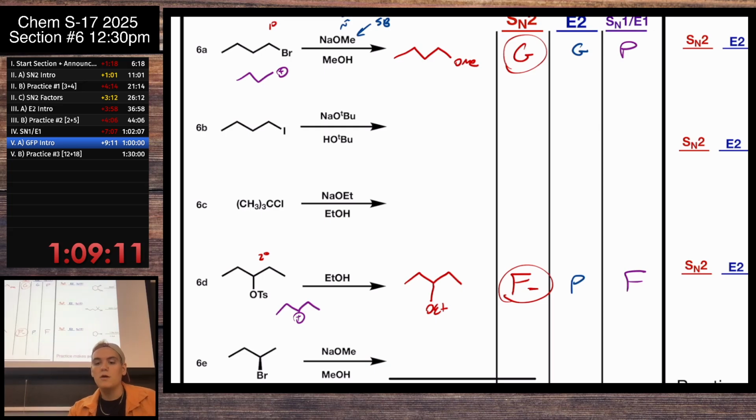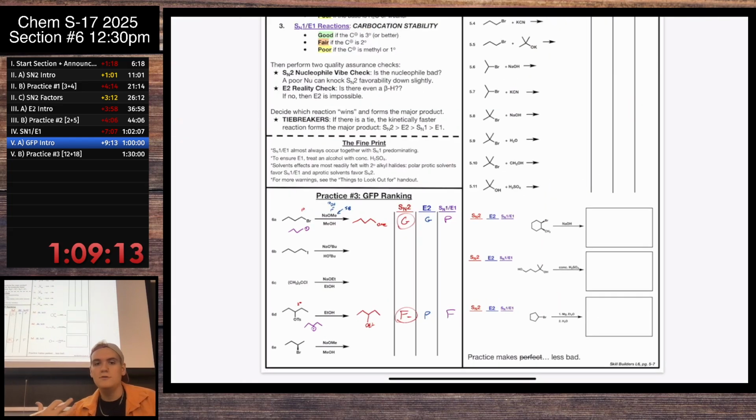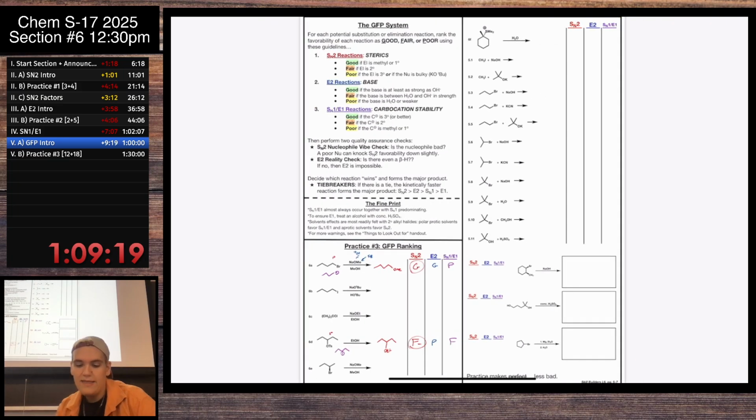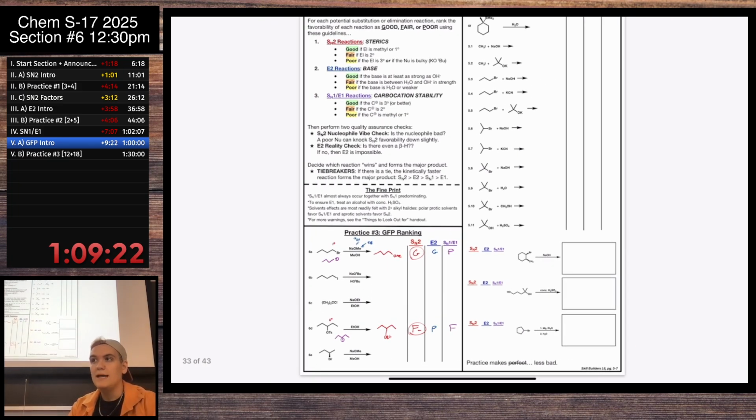So I'm going to let y'all work through this for like 10 to 12 minutes. This is pages 5 through 7 in the PSET. Page 7 is going to be a little bit more complicated, so try it out. And then I will circulate and answer some questions.